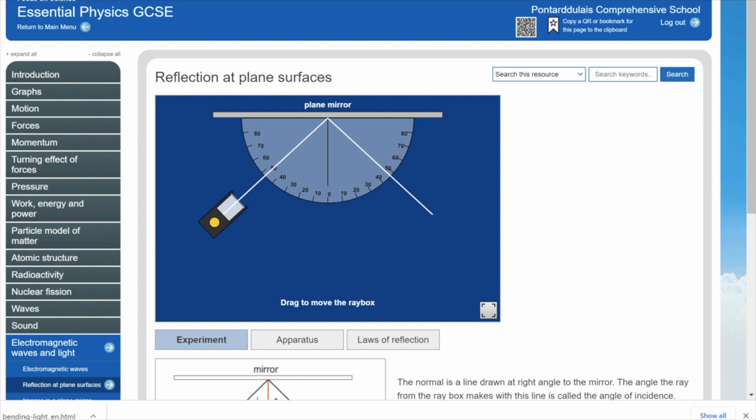Just before we move on to refraction, this is just a piece of software that's available on a website. And you can see by moving the ray box around here, if I've got 70 degrees, which is the angle of incidence, if I move the cursor from there to there, you can see that's 70. That's your angle of incidence. And your angle of reflection is that there. So you can go on the school website and do that yourself.